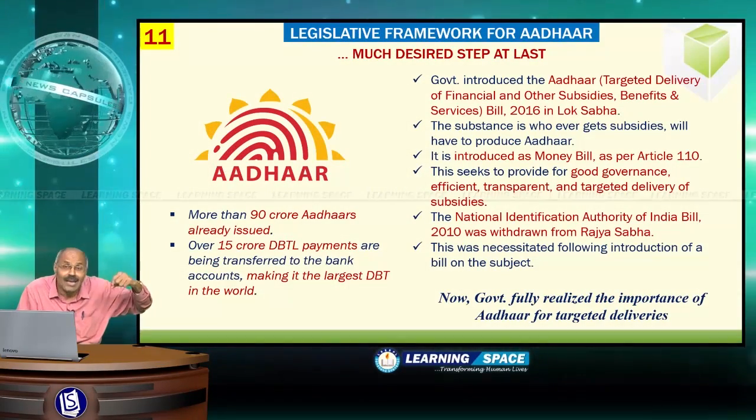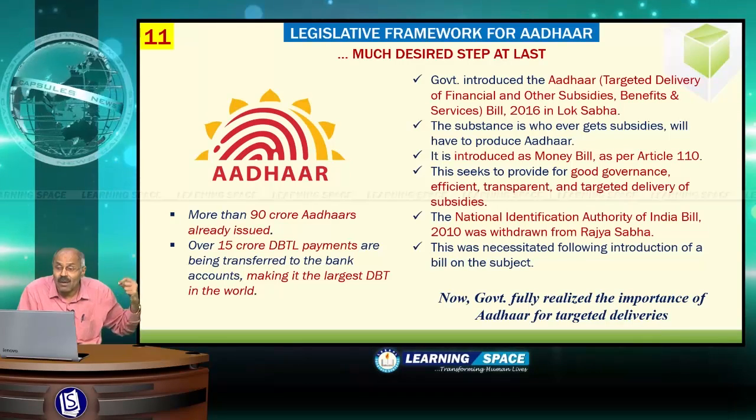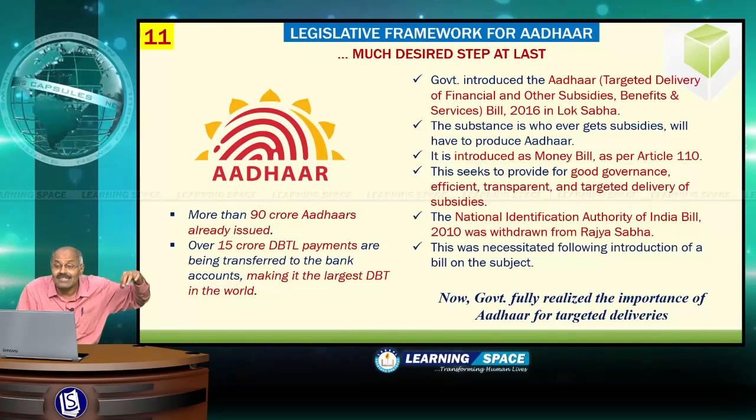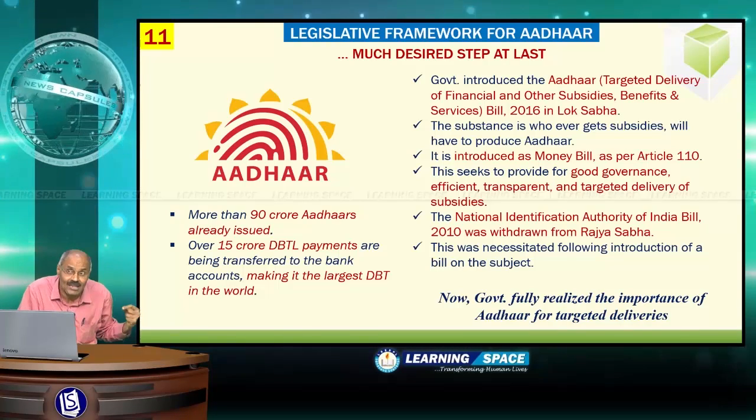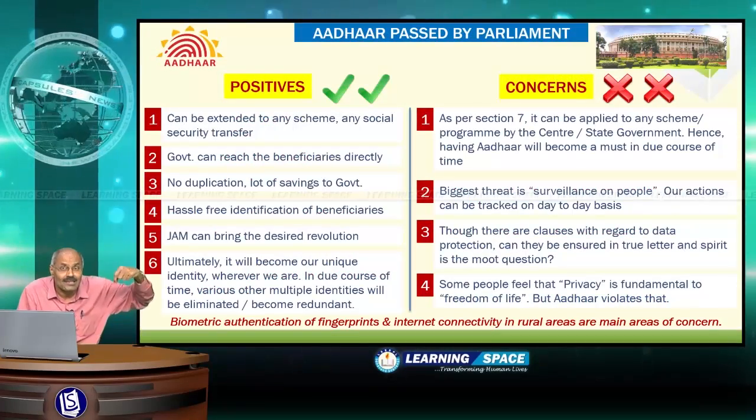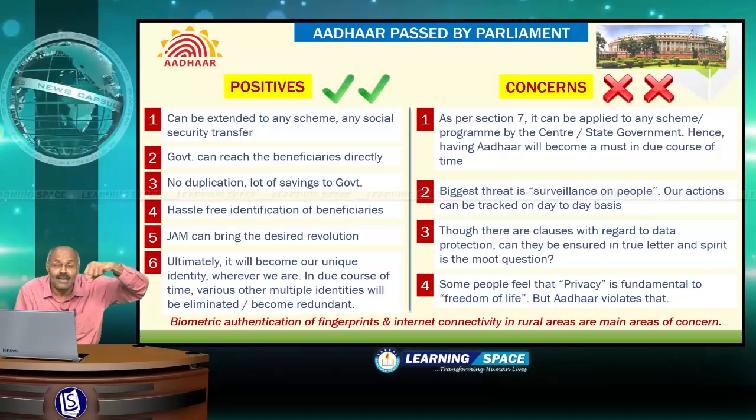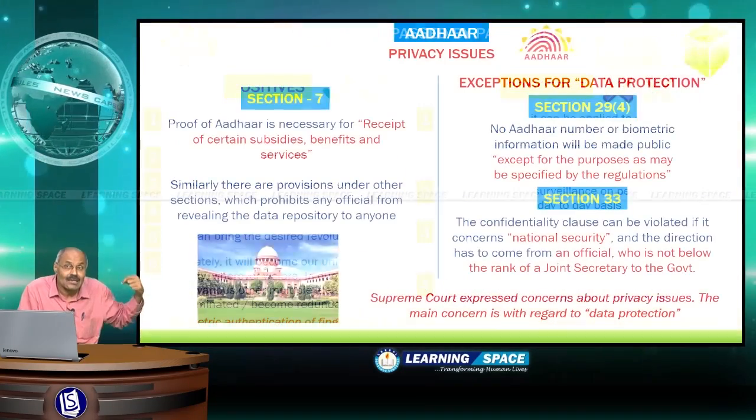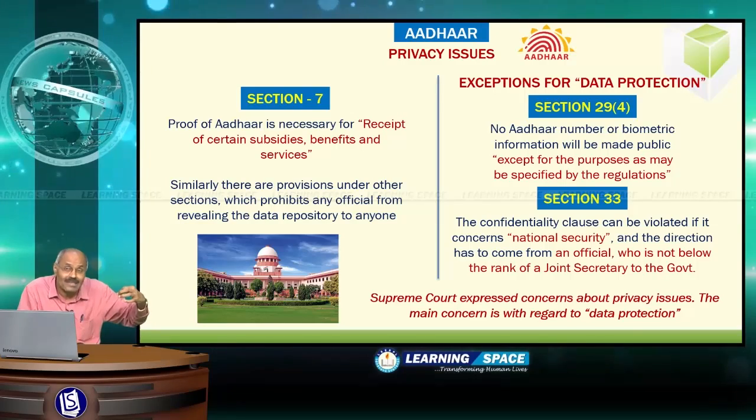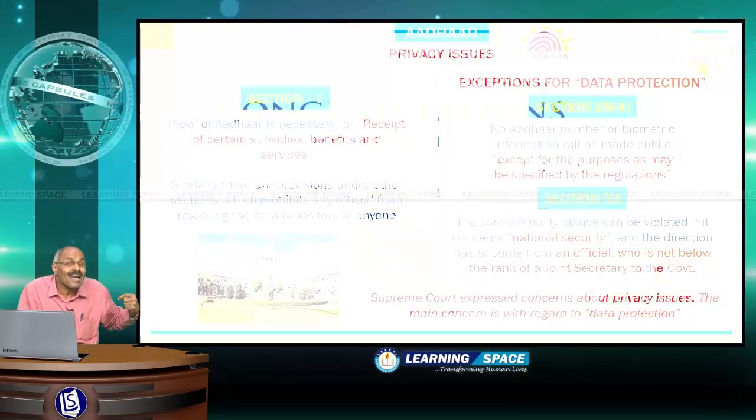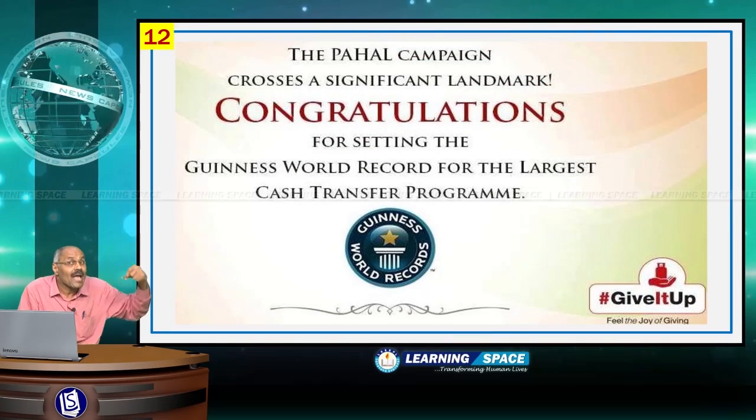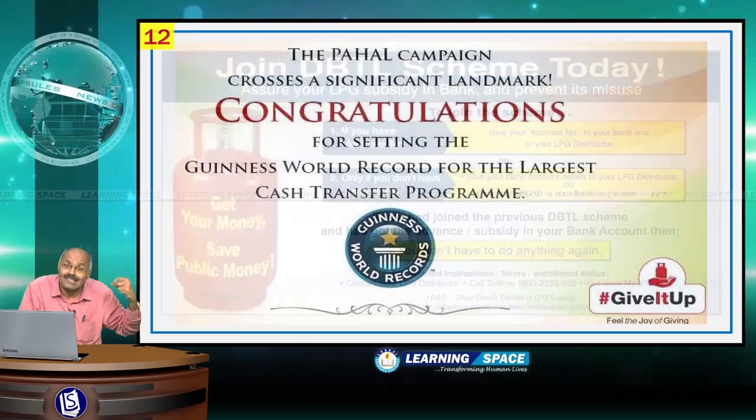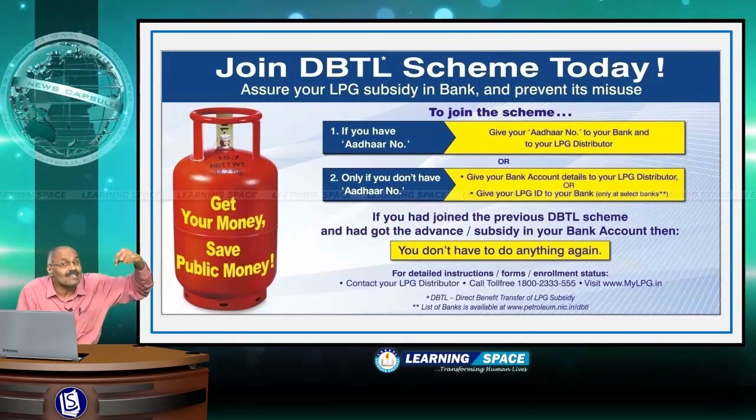Then Aadhaar became statutory, and the government passed the Aadhaar (Targeted Delivery of Financial and Other Subsidies, Benefits and Services) Act. So this came into force in 2016, right? Then the positive aspects, negative aspects and concerns subsequent to the passage of Aadhaar I have given here. So Aadhaar became statutory now, and the privacy issues I have listed here. Please go through them. And another important aspect is PAHAL or direct benefit transfer for LPG entered the Guinness World Records, because around 16 crore people are now under direct benefit transfer for LPG.